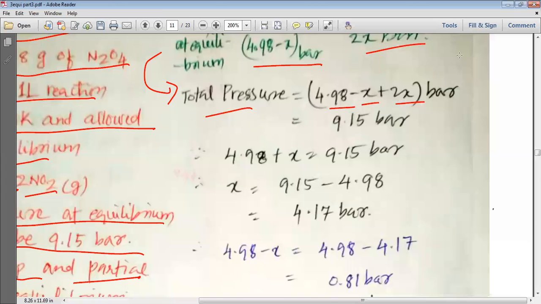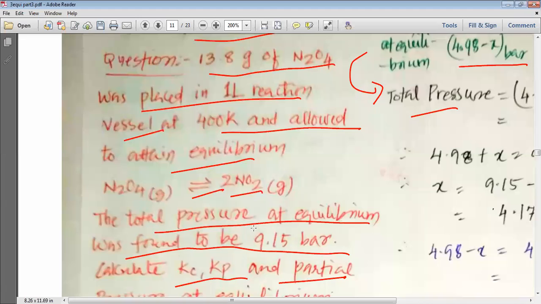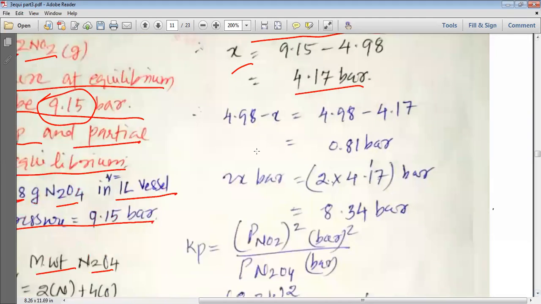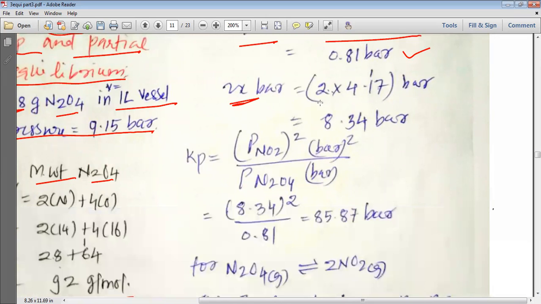4.98 plus X. But in the question, they have given us the value for total pressure, that they have clearly mentioned that the total pressure at equilibrium, my dear students, is 9.15 bar. So let us put the value that 4.98 plus X is equal to 9.15 bar, and that is why the value of X is equal to 4.17 bar. So now we put the value 4.98 minus X is equal to 4.98 minus 4.17, which is equal to 0.81 bar. Same way, if you write it for 2X bar, we write 2 into 4.17, that is 8.34 bar.